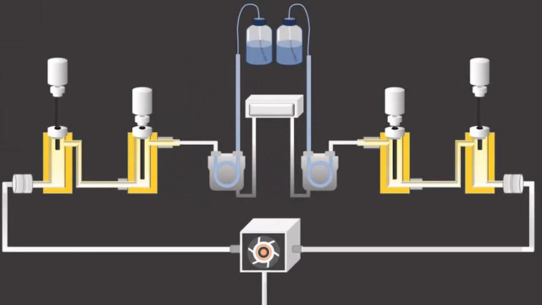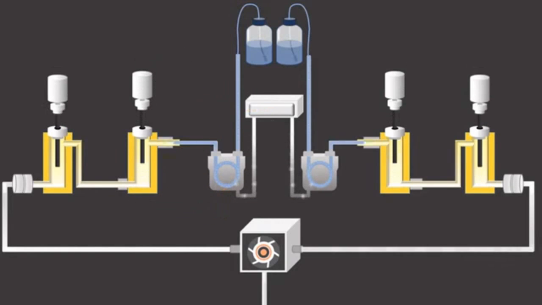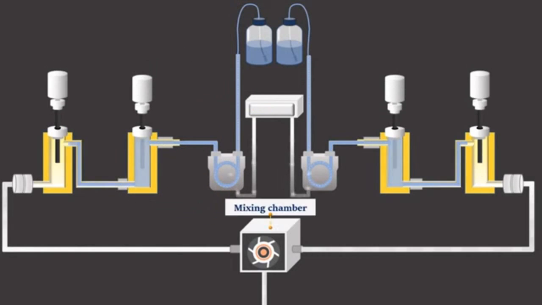In the HPLC system, a vacuum pump and a degasser are connected to the pump and used to remove dissolved gases from the solvents. The pump drives each solvent to the mixing chamber, where mixing takes place under higher pressures.